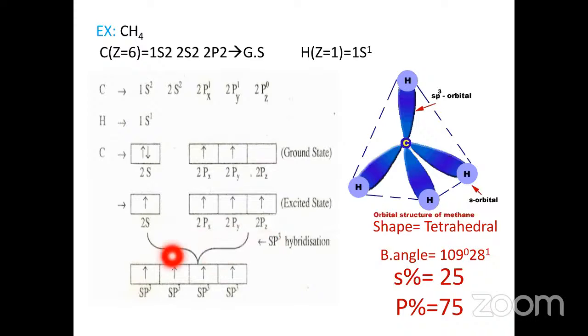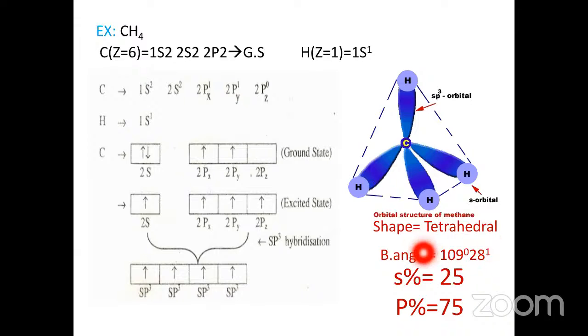These are the 4 sp3 hybrid orbitals. These have unpaired electrons. Each sp3 hybrid orbital overlaps with the 1s orbital of a hydrogen atom to form 4 sigma bonds. The shape of the 1s orbital is spherical. So these sp3 hybrid orbitals overlap with the 1s orbital of the hydrogen atom to form the 4 sigma bonds. So the shape is tetrahedral. The bond angle is 109 degrees 28 minutes.